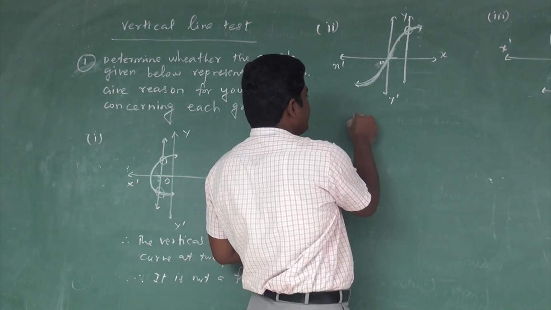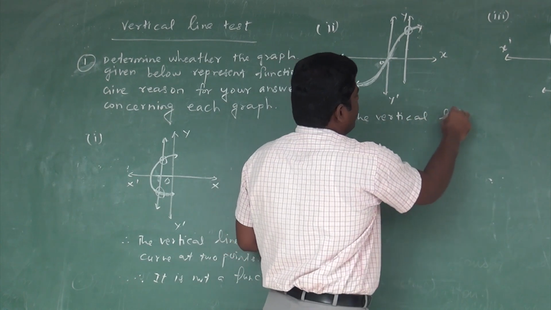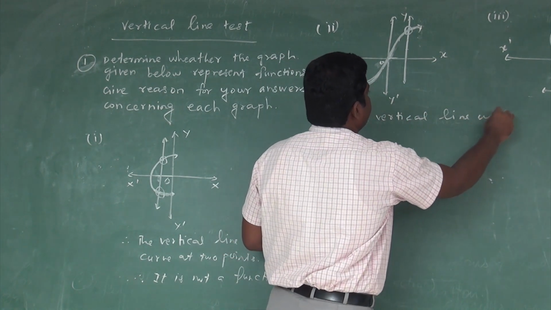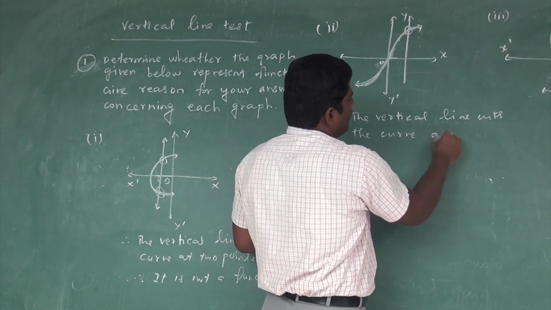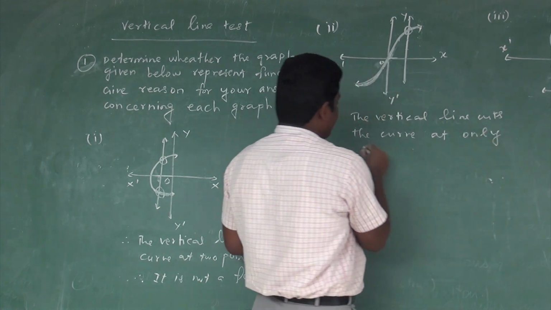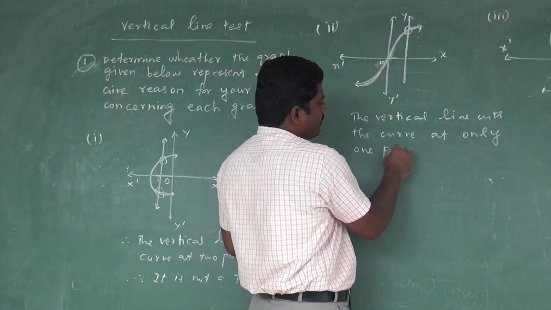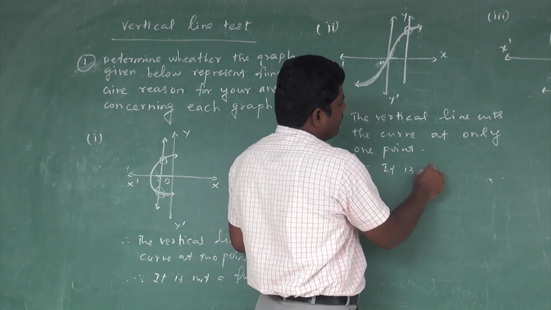So the reason is the vertical line cuts the curve at only one point. Therefore it is a function.